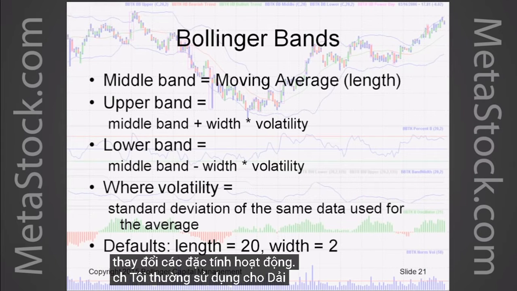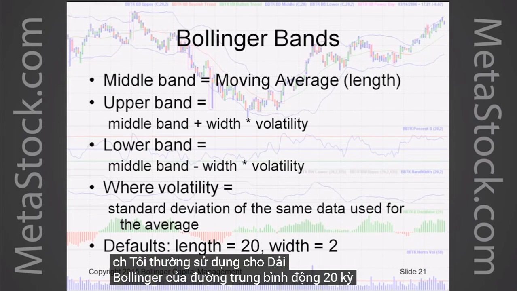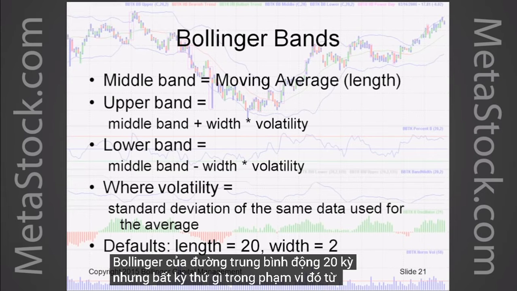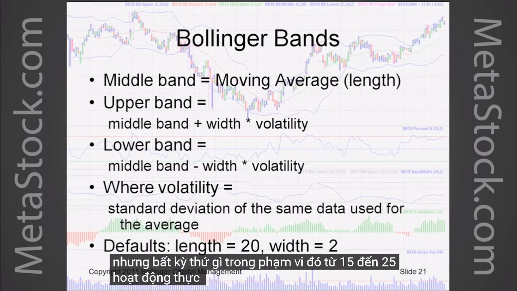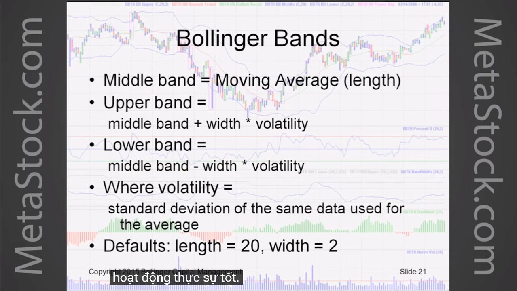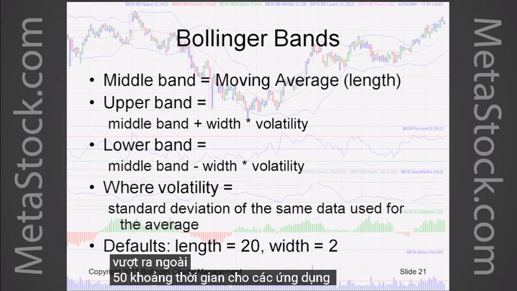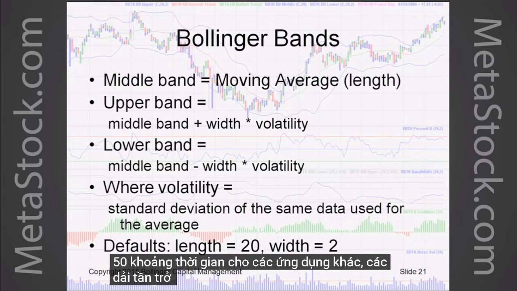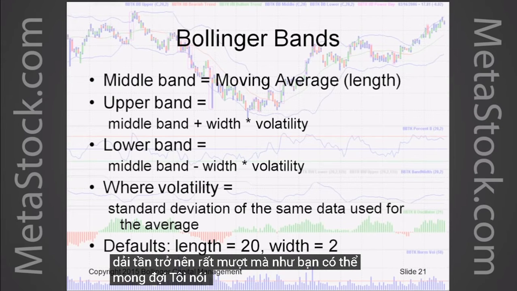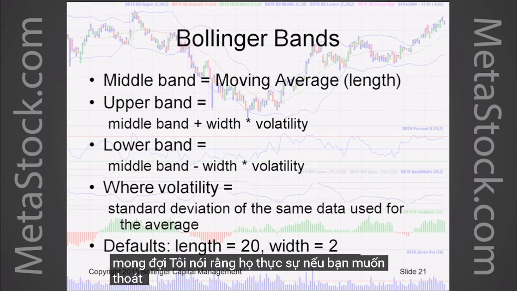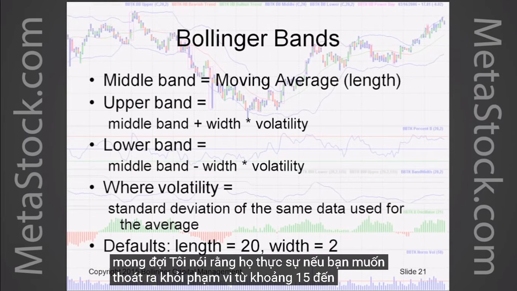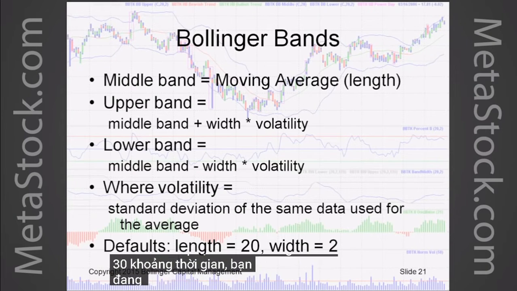I usually use for Bollinger Bands a moving average of 20 periods, but anything in that range from 15 to 25 works really well. We start to get down towards 10 for some applications. You'll see the bands become quite volatile, and some people like to get out as far as 50 periods for other applications. Bands become very smooth, as you might expect. I say that really, if you want to get out of the range from roughly 15 to 30 periods, you're better off modifying the amount of data inside the bars.